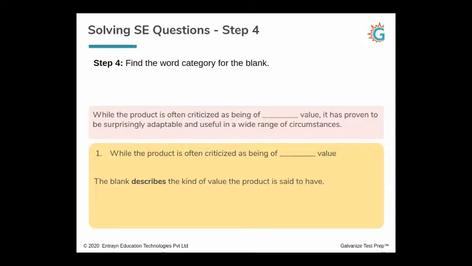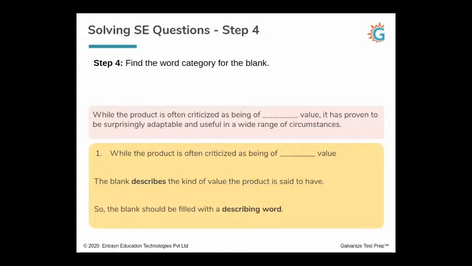Being of high value or low value, right? Any of high, low, all these describe value. So what you need is a word that describes value here. So you're looking for a describing word. That's all. You don't have to think too much about whether it's an adjective or adverb, none of those technicalities. All you need to know is the word that goes in the blank is going to describe the value in some way. So what we are looking for is a describing word.